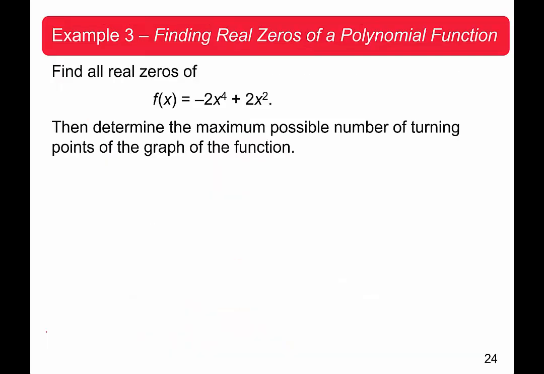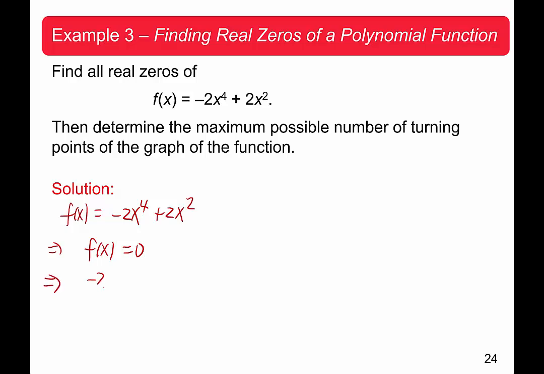Okay, so now let's look at the example. Let's find all the real zeros for f of x equal to -2x to the fourth plus 2x squared. Then determine the maximum possible number of turning points of the graph of the function. So first of all, you write the function, and anytime you want to find a zero, you're basically setting f of x equal to 0 and solving for x. So next step, f of x is 0, which means -2x to the fourth plus 2x squared equals 0. And let's factor by GCF. -2x squared goes in the front, so we get x squared minus 1 equal to 0.